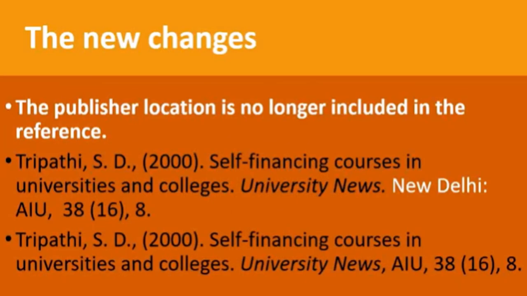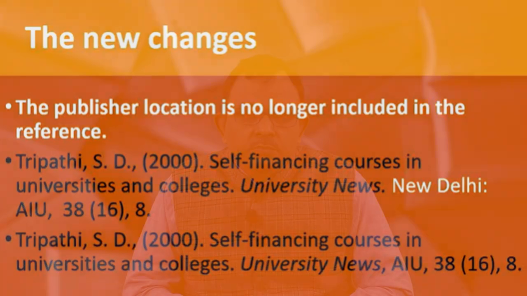The publisher's location is no longer included in the reference list. Earlier there was a habit that when we were doing a reference, after the name of the journal or the book, we were writing the place where the publisher belongs. So if it was from New Delhi, you would write New Delhi, or if it was from New York, you would write New York. But now New Delhi or New York is not required; only the name of the publisher is enough.